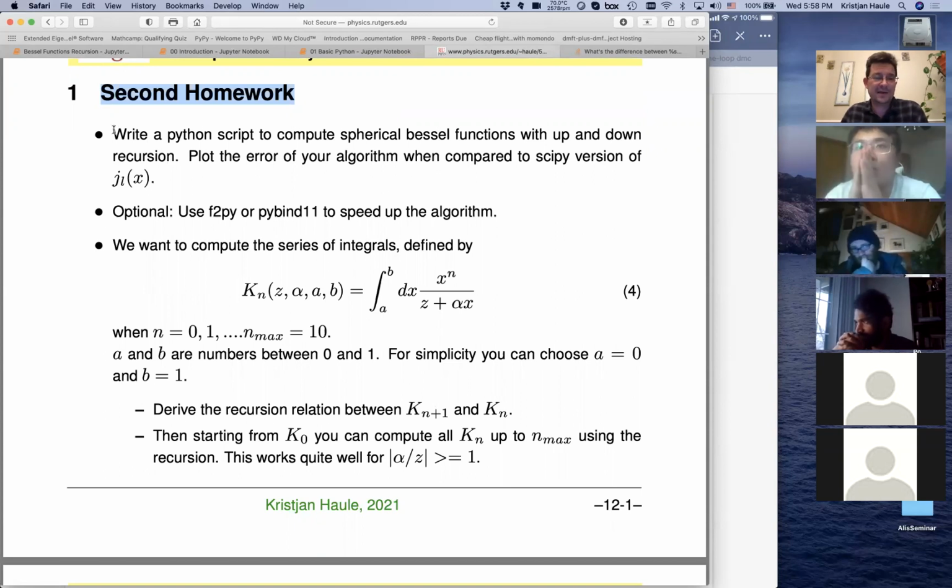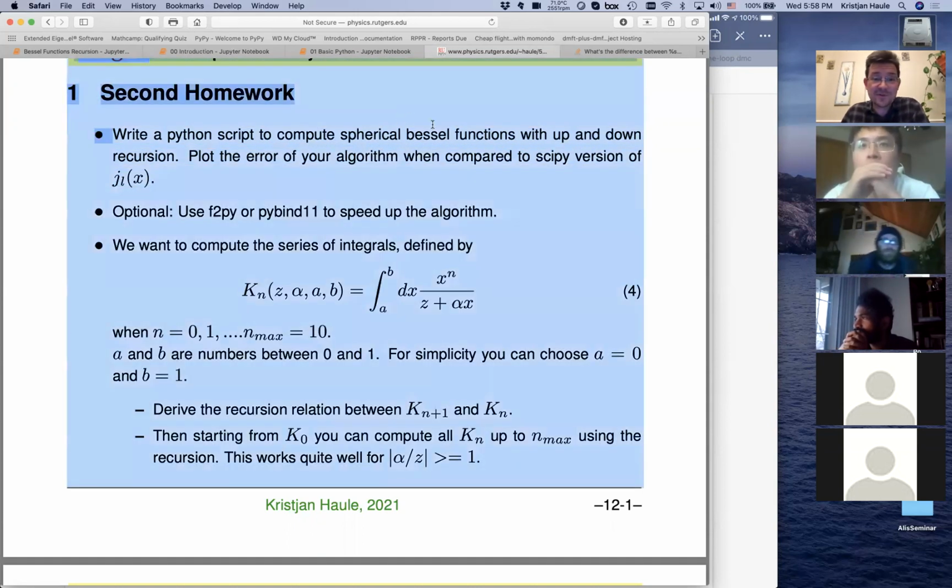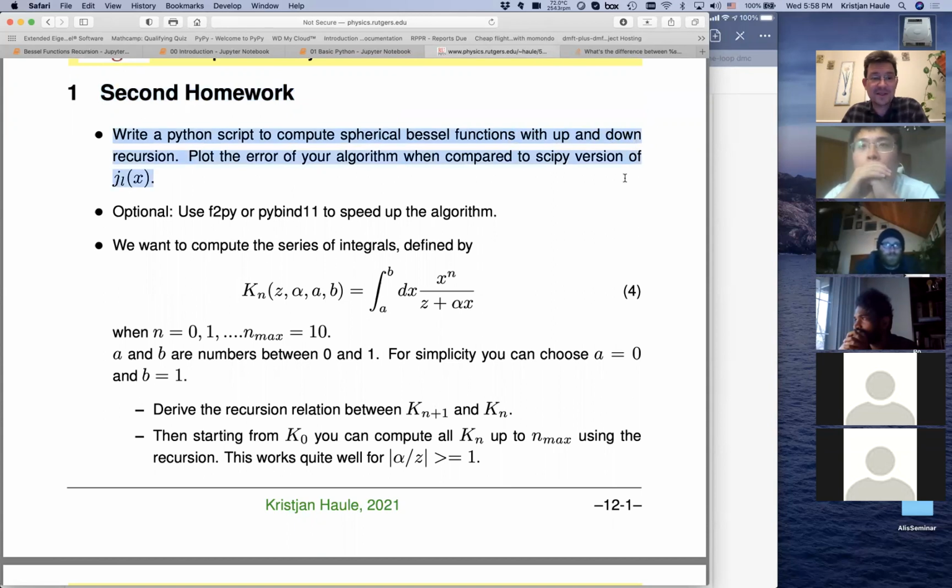So I want you to write a Python script to compute spherical Bessel functions with up and down recursion, and plot the error of the algorithm when compared to the SciPy version, jl. Basically the first part is just a repetition of what we've done, nothing new. You can download it, play with it, use it. So this part is completely trivial. Now, this is optional, you can do it if you want to play with it. It's not important.